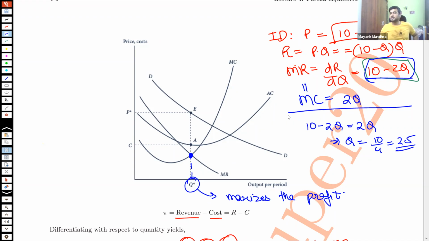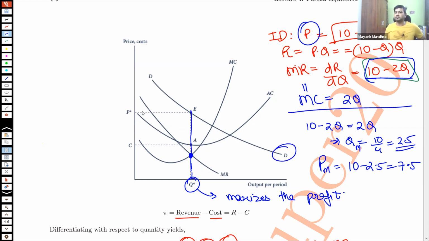Now the question is, what should be the price at which you sell these 2.5 units? So that will be given by the demand function. So this is quantity monopoly. Price monopoly is going to be equal to 10 minus 2.5. So that is equal to 7.5. So that happens when this quantity intersects the demand curve. So that is this quantity. So this is my price of the monopoly.